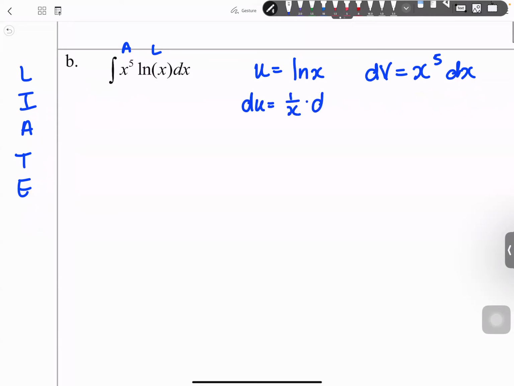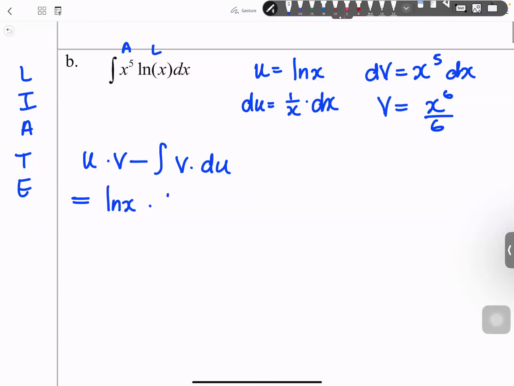du is 1 over x dx. Again, do not forget your dx. v will be equal to x to the power 6 over 6. All right, so the formula says the integral of u dv is going to be equal to uv minus the integral of v du. So this is going to be natural log of x times 1 over 6x to the power 6 minus the integral of v, so 1 over 6x to the power 6 times du. du is 1 over x dx.